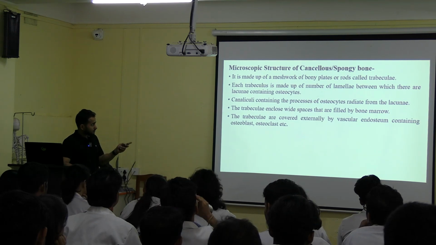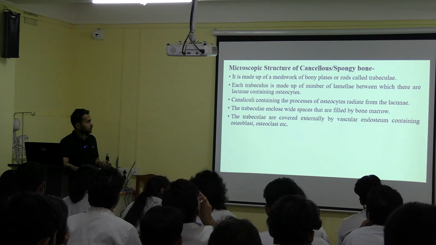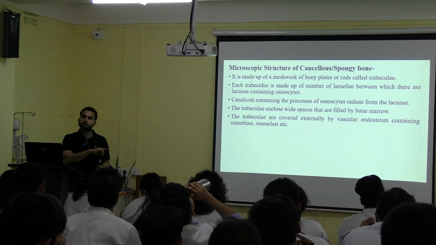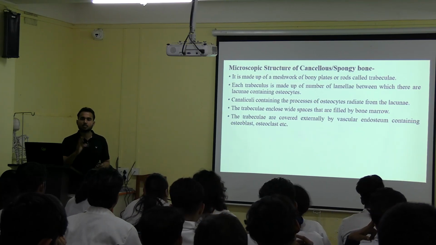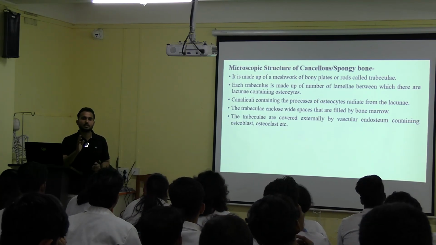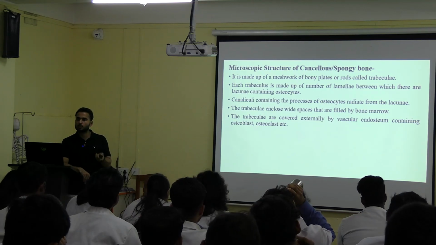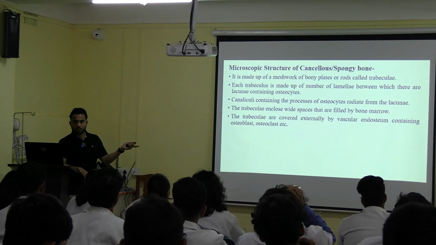Next, let us see the microscopic structure of the cancellous or spongy bone. Cancellous or spongy bone I have shown you earlier, but that was not the microscopic structure. That was the normal structure, the normal section. Whatever you see with your own eye is the normal section. Now this is the microscopic structure.